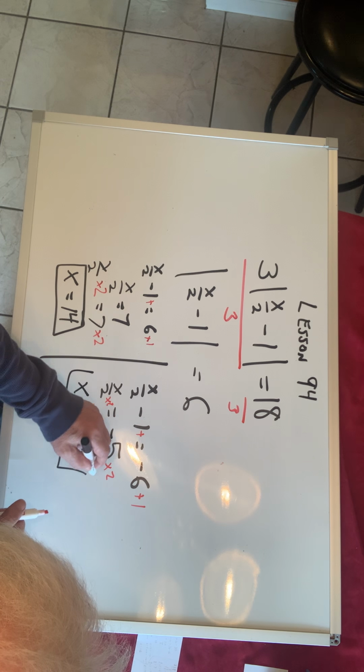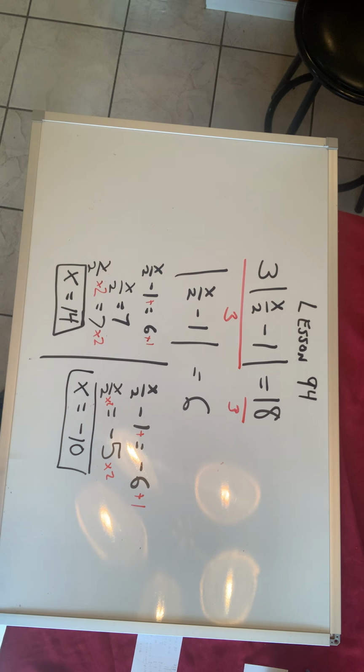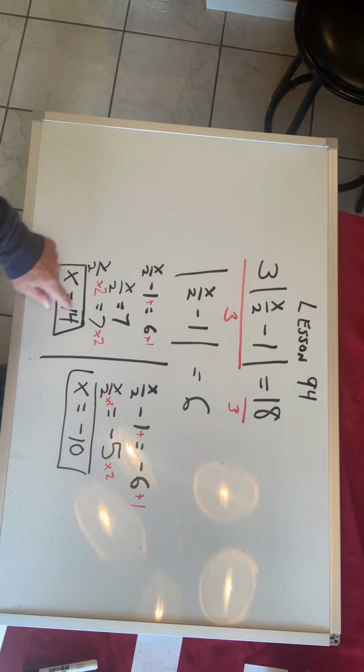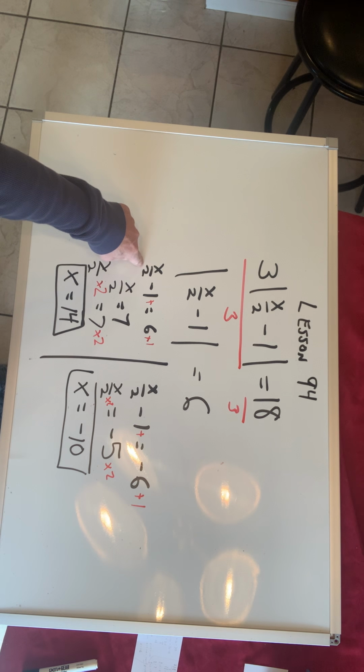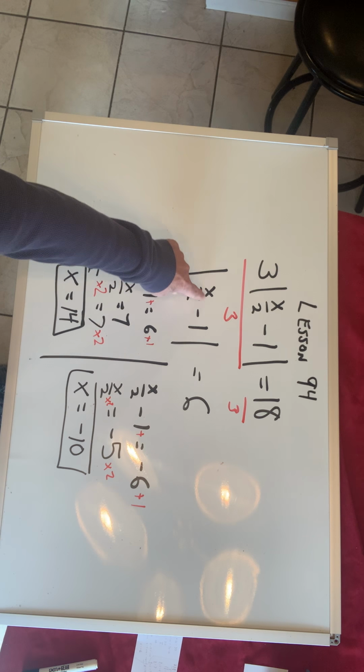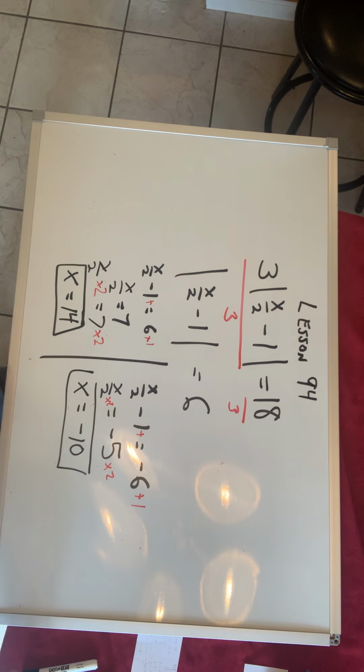So those should be the two answers that you should have come up with. If you plug them back in, it should work just fine. Negative 10 divided by 2 is negative 5. Negative 5 minus 1 is negative 6. Come over here, 14 divided by 2 is 7, and 7 minus 1 is 6. You plug it in here, and you're going to get the same answer every time. So, there you are. All right.